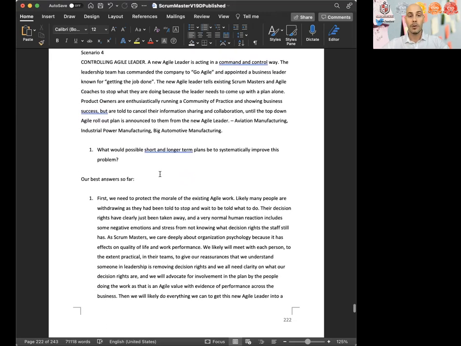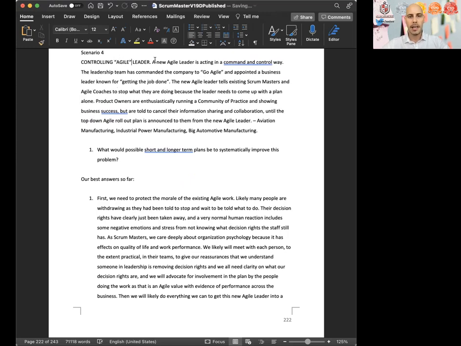Scenario 4, controlling Agile leader. A new Agile leader is acting in a command control way. The leadership team has commanded the company to go Agile and appointed a business leader known for getting the job done. So far, this is not a problem. So far, this is good. The new Agile leader tells existing Scrum Masters and Agile coaches to stop what they are doing because the leader needs to come up with a plan alone. Okay, this is the problem.